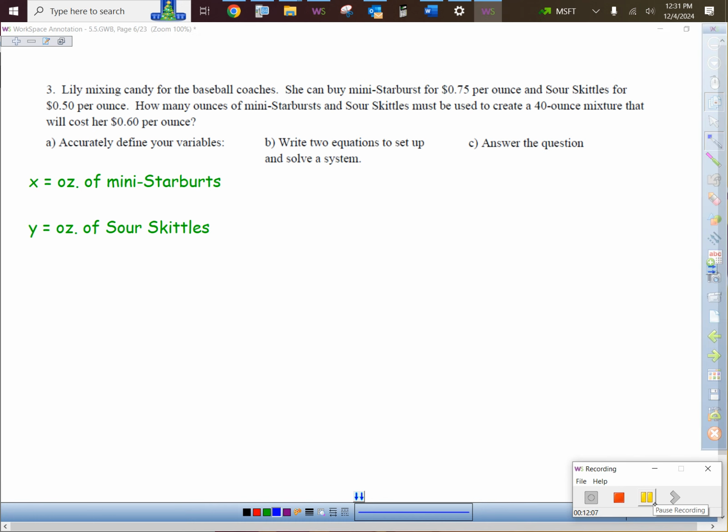Let's look at the four numbers provided and find our oddball. How come the 40 is the oddball? What doesn't the 40 have that everybody else does have? The money, right? So the 40's got to go in his own equation. Isn't the 40 the total number of ounces that they want? And aren't these in ounces? So all the ounces of mini Starburst plus all the ounces of sour Skittles should add up to be 40 ounces. Please write that equation. Check it with a neighbor.